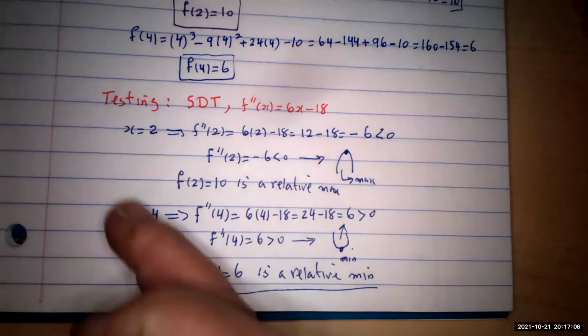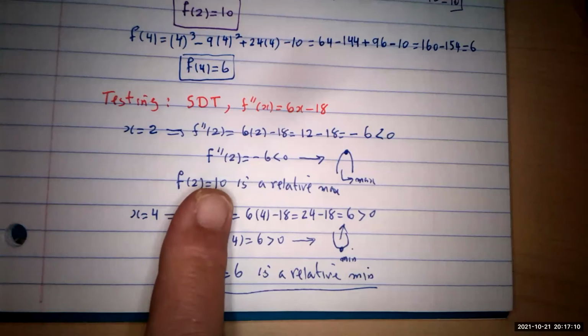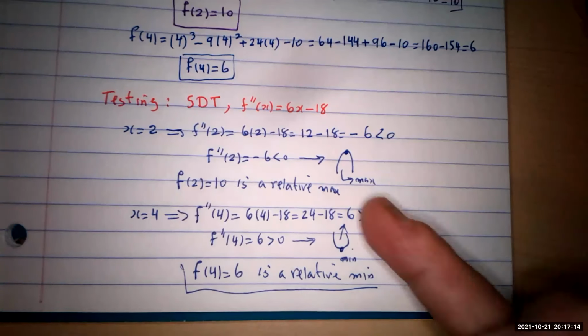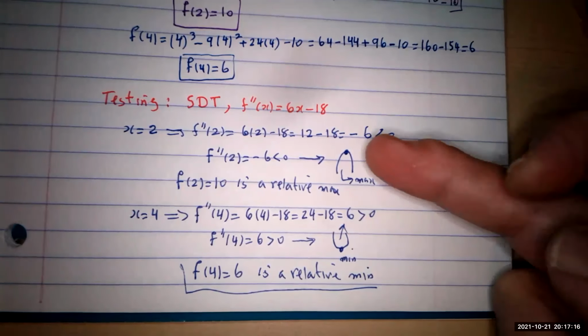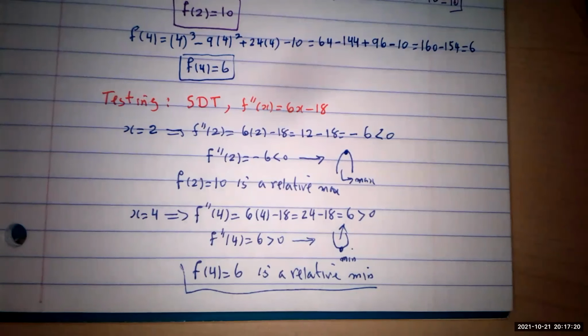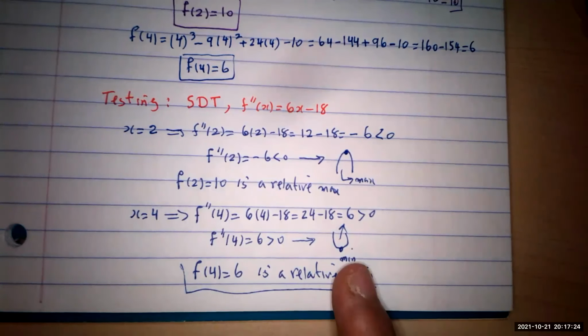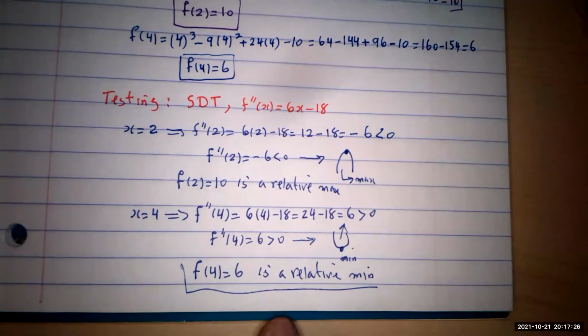You test these numbers into the f double prime. If f double prime is negative, it means it's curving down. If you get a curving down, as you can see, you have a maximum. So f of 2 equal to 10 is a maximum. If it's going to be positive, it means curving upward. So f of 4 equal to 6 is going to be a relative minimum.